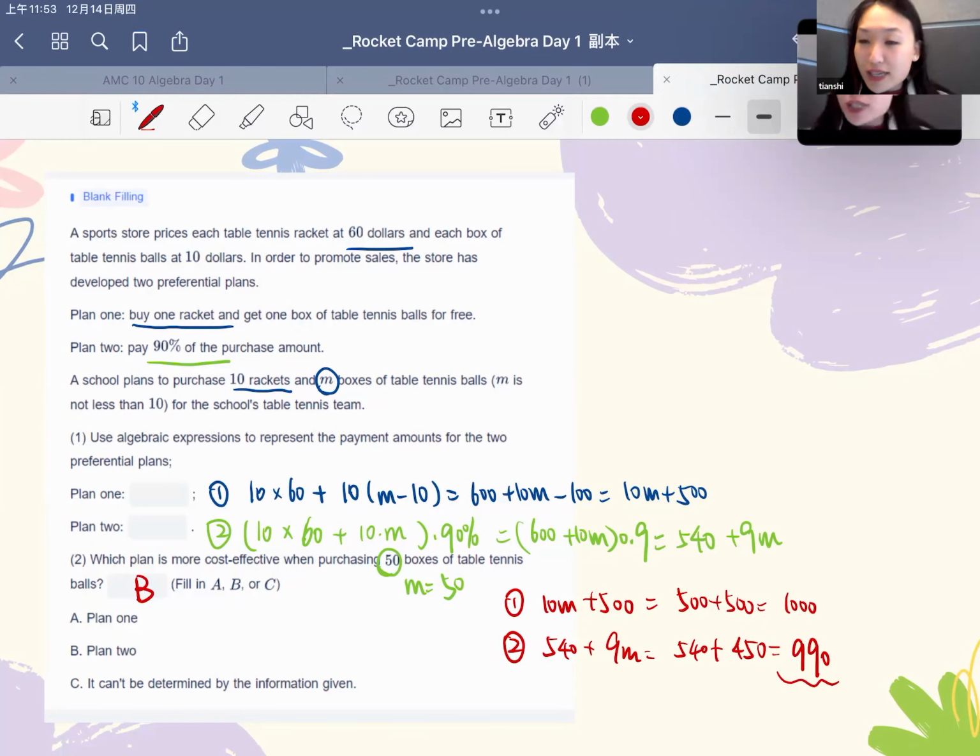And this question is a little bit complicated because we have two scenarios, but the key point is to remember how to represent the final payment for the two plans based on the conditions we are given, and just put the value into the equation and we can solve for the value.